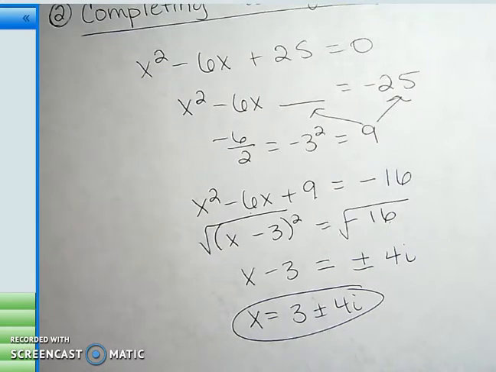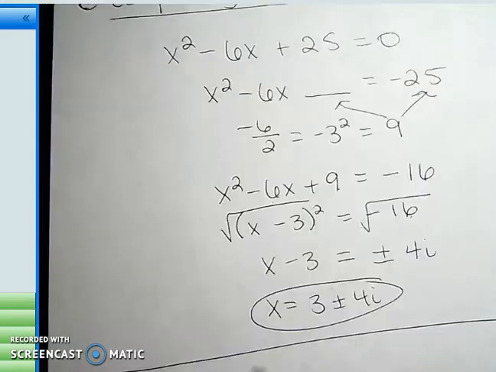If you were to graph this in the calculator, this would not cross the x-axis ever because both solutions are imaginary. Again, you can use the quadratic formula if you want. It would reduce down to 3 plus 4i.